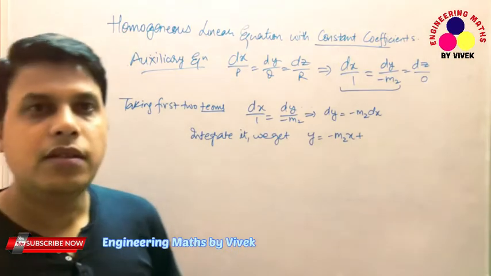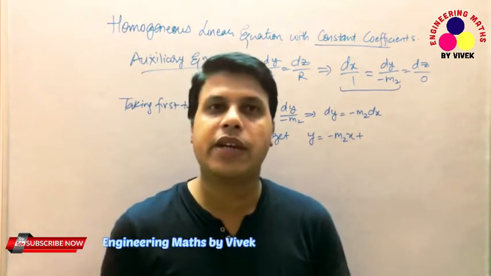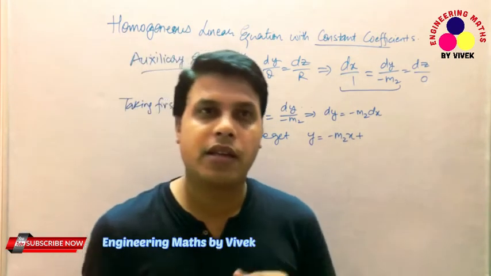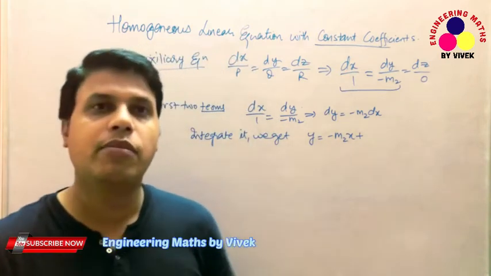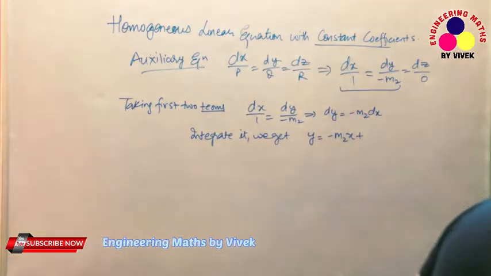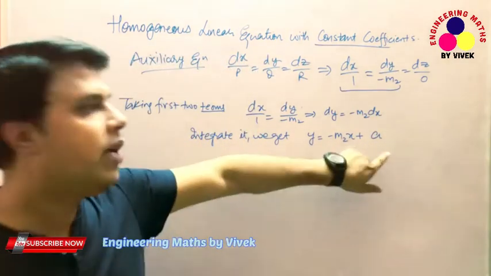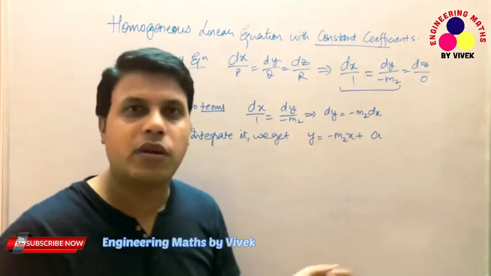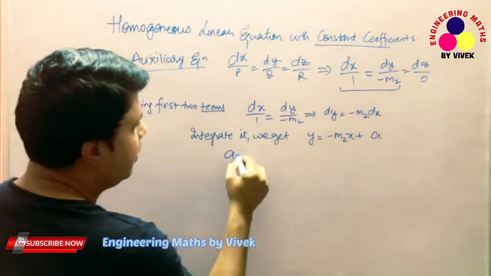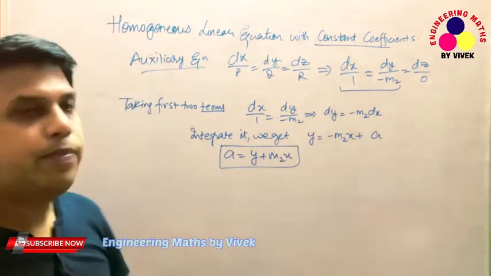Minus m2x plus, what will be plus? As we know, whenever we are integrating any function or expression, we have to add some arbitrary constant. Now we have taken it as a, you can take another also, I don't mind. So y equals minus m2x plus a, then a will be y plus m2x.